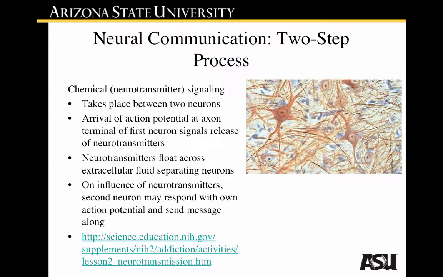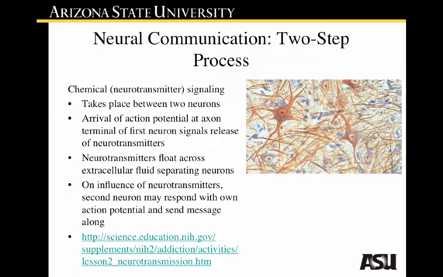Then there are chemical signals that happen, and these take place between two neurons. So the arrival of an action potential at an axon terminal releases neurotransmitters. These neurotransmitters float across the extracellular fluid between the two neurons.